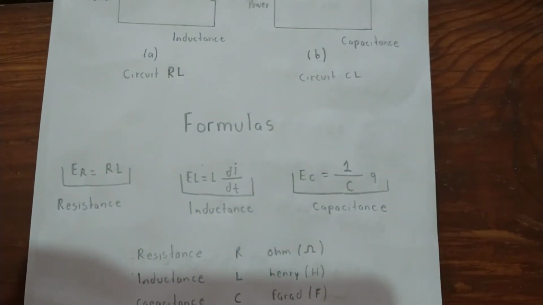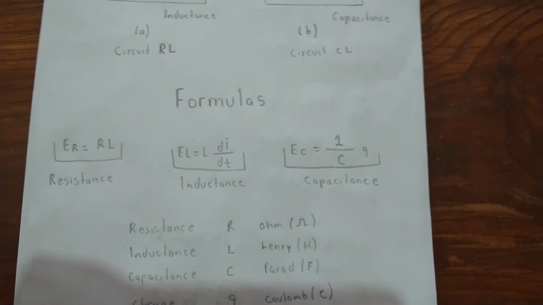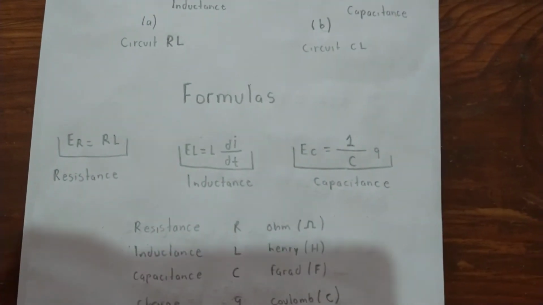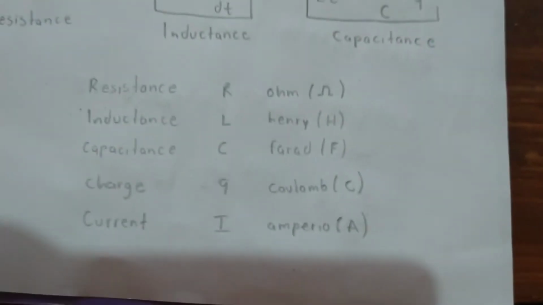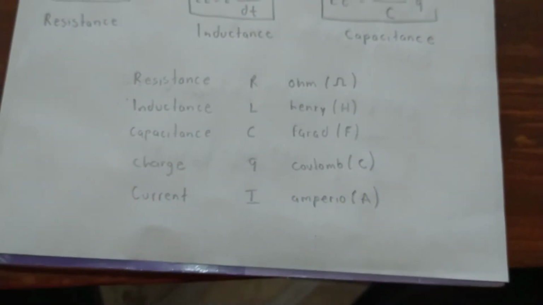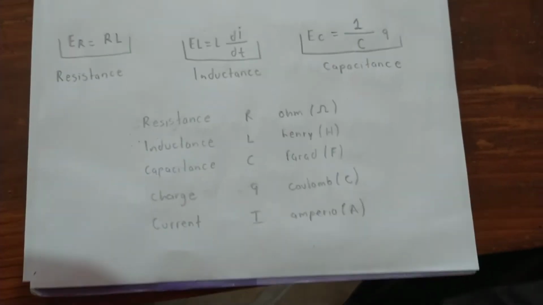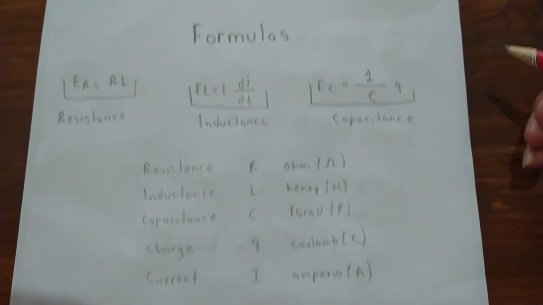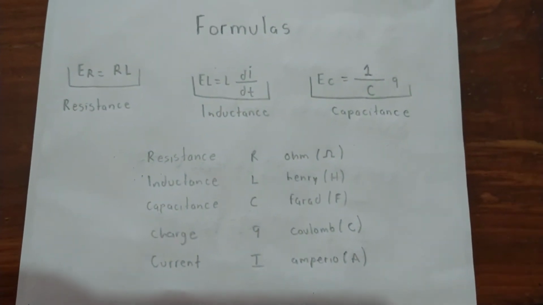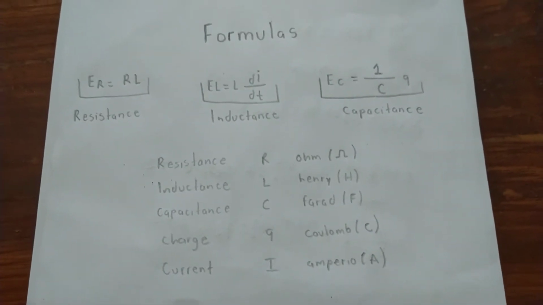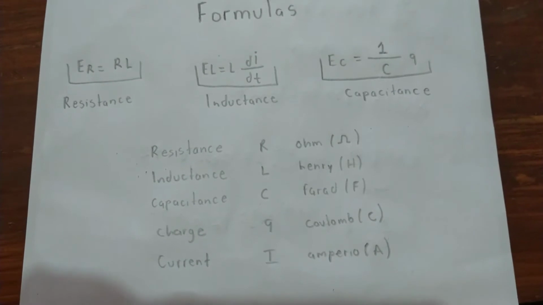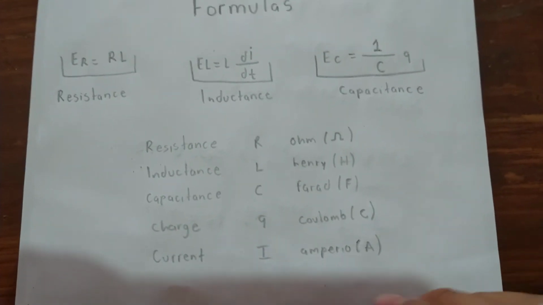Formulas. We have three formulas: for resistance, inductance, and capacitance. We measure resistance in ohms, inductance in henries, capacitance in farads, charge in coulombs, and current in amperes.